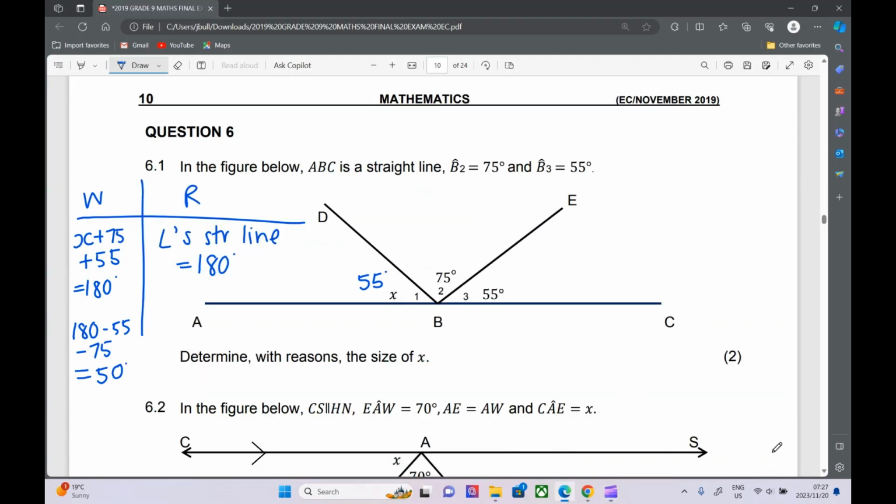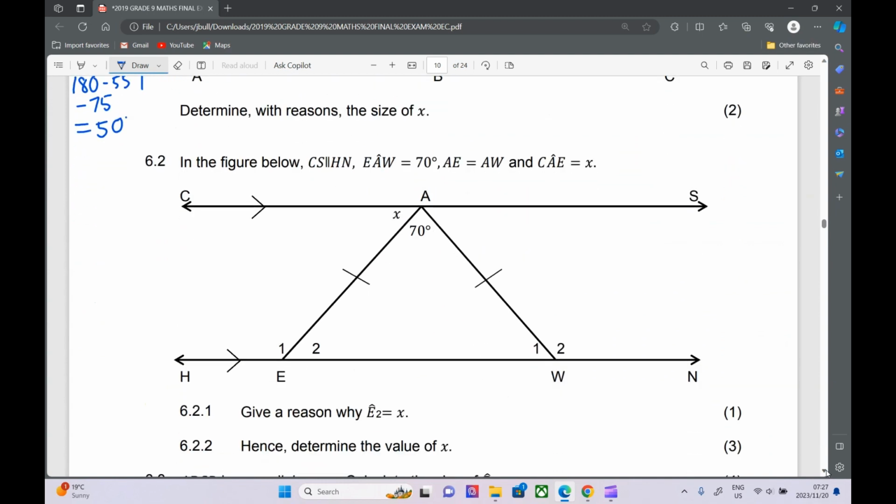Okay, 6.2, in the figure below, they tell us CS is parallel to HN. So they're telling us this line at the top here is parallel to this line. And then angle EAW. So we go from E to A to W. So this angle in here is 70 degrees. Line AE, so this line is equal to that line. And then angle CAE is X, okay, which they've given us here. So it's just a good idea to go through, read it like that, just to get a feel for what you're actually looking at.